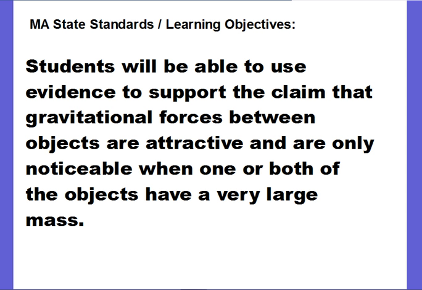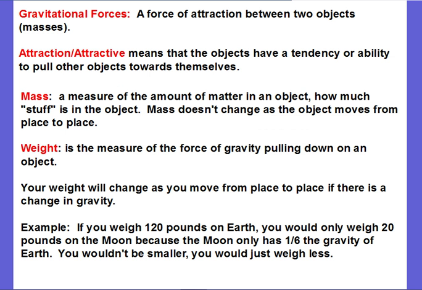And then finally, we're talking about gravitational forces and being able to support the claim that gravitational forces between objects are attractive, which means they pull them together. We can only notice that there's gravity when one or both of the objects has a very large mass. So gravitational forces, or what we normally say is just gravity, is just a force of attraction between two objects or two masses. When we say the word attraction or attractive, it just means that the objects have a tendency or ability or likelihood to pull other objects towards themselves.